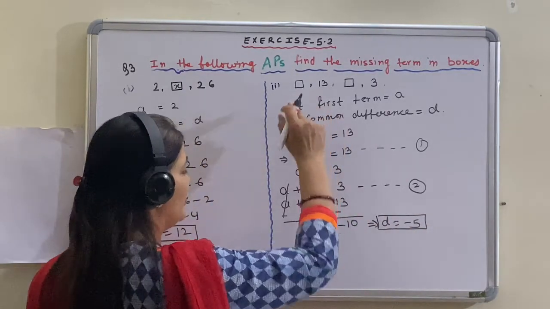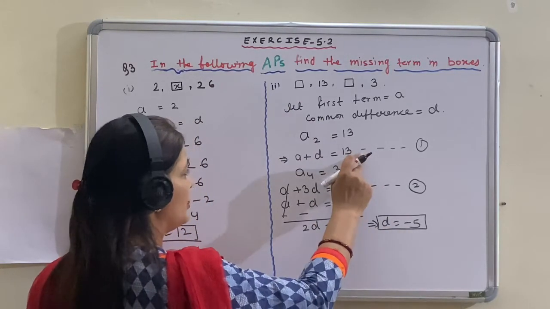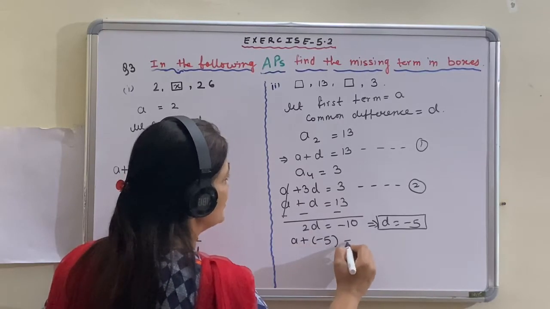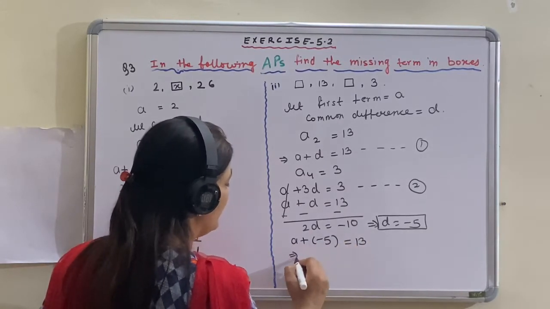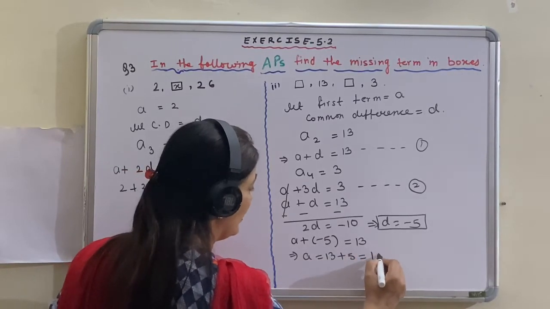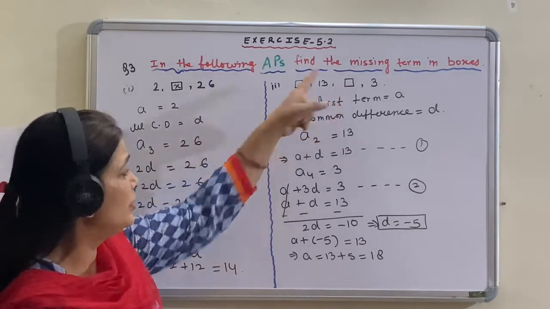That implies d is equal to minus 5. So what will be the first term? So substitute d is equal to minus 5 in equation number 1. So it will be a plus minus 5 is equal to 13. It will be a is equal to 13 plus 5 is equal to 18. So first term is equal to 18.